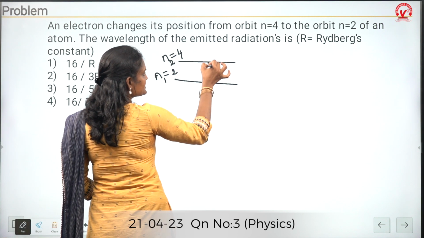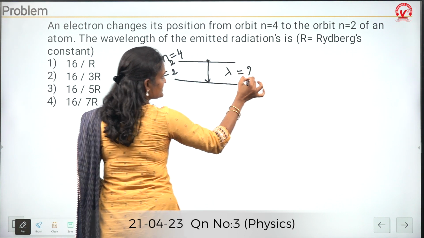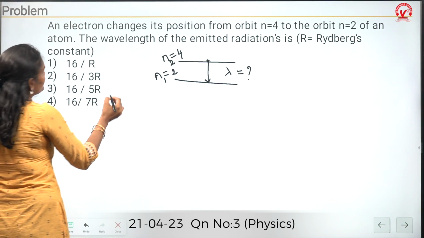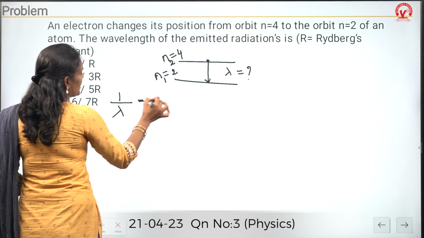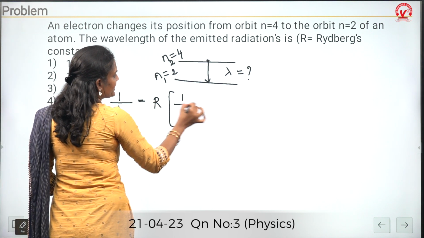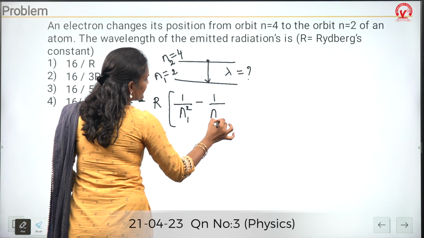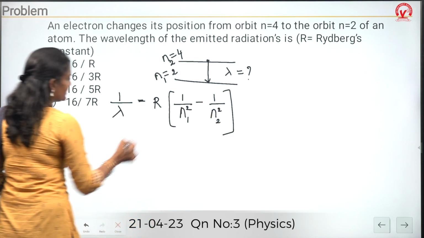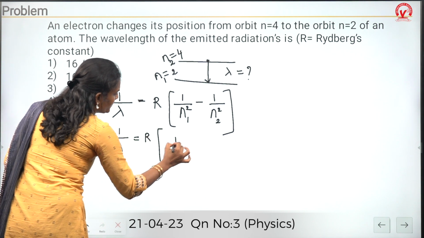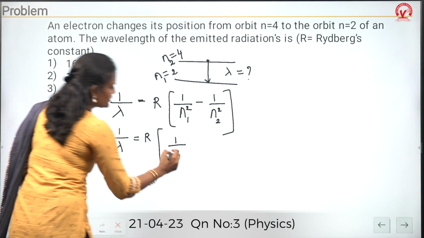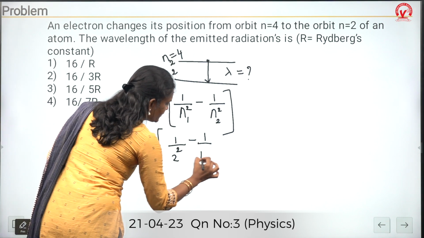When an electron makes a transition from upper energy level to lower energy state, what is the wavelength emitted, they are asking. So according to the Rydberg formula, 1 by lambda is equal to R into 1 by n1 square minus 1 by n2 square. Here n1 is equal to 2, so 2 square, and n2 is equal to 4, so 4 square.